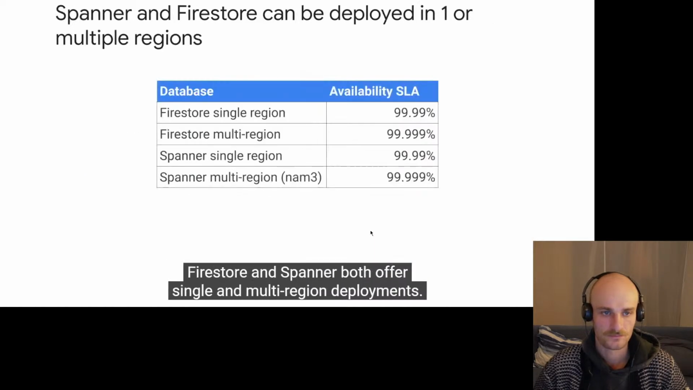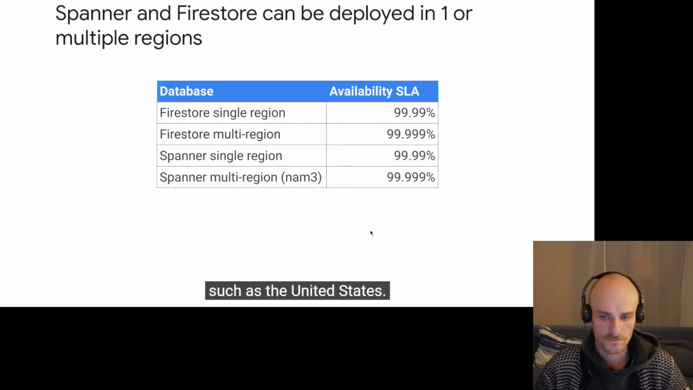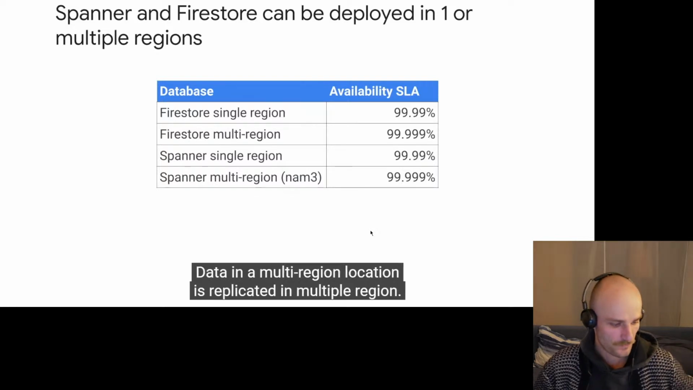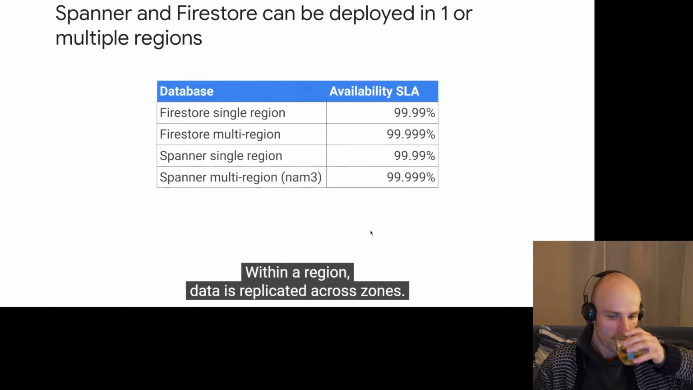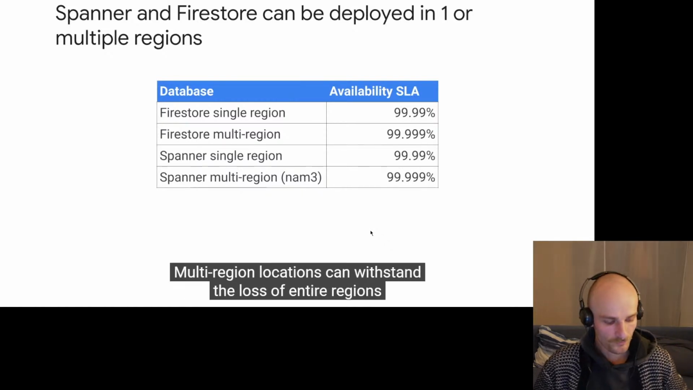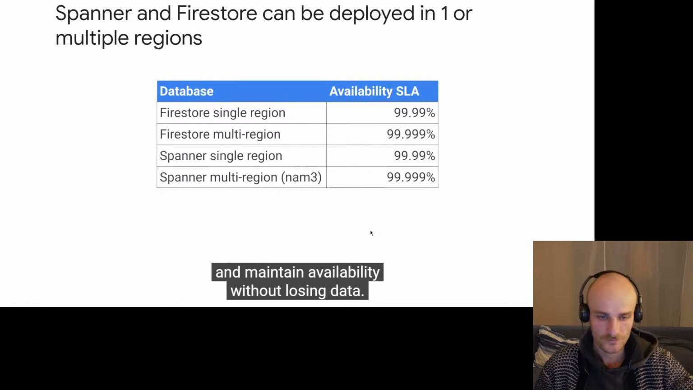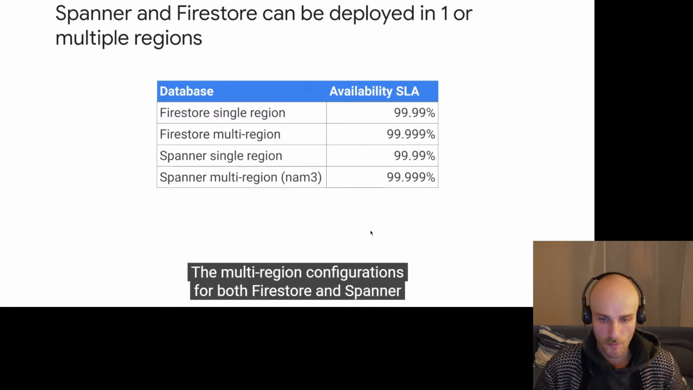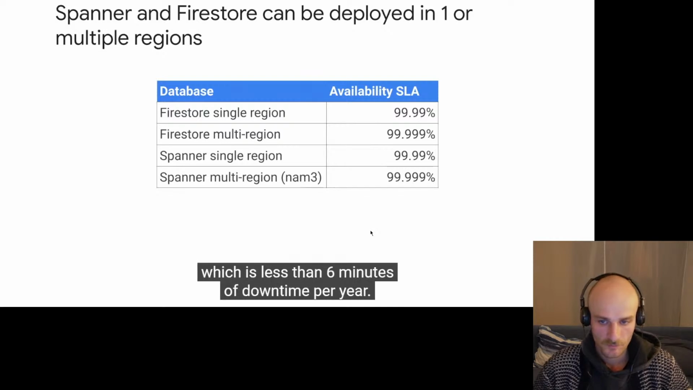Firestore and Spanner both offer single and multi-region deployments. A multi-region location is a general geographical area, such as the United States. Data in a multi-region location is replicated in multiple regions. Within a region, data is replicated across zones. Multi-region locations can withstand the loss of entire regions and maintain availability without losing data. The multi-region configurations for both Firestore and Spanner offer 5 nines of availability, which is less than 6 minutes of downtime per year.